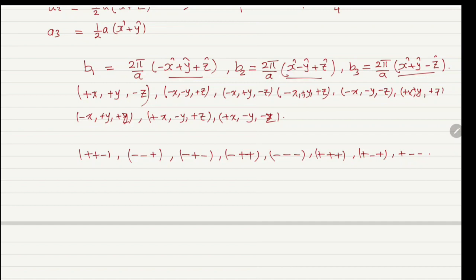which are actually the first nearest neighbors for the BCC structure. Now in this case, the Brillouin zone boundaries are actually 2 pi over a times (plus or minus x hat plus or minus y hat plus or minus z hat). And from here the possibilities are plus x hat plus y hat plus z hat, or plus x hat minus y hat minus z hat, and so on.